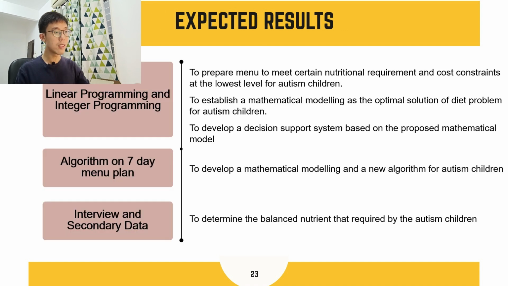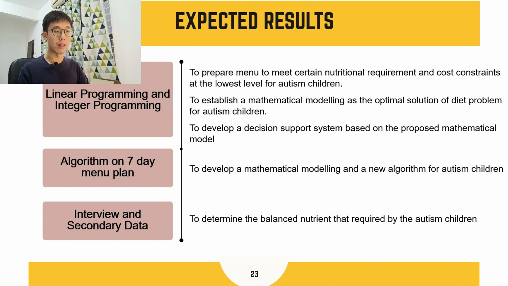So these are the expected results of my study. First, with linear programming and integer programming, it can be used to prepare menus to meet the nutritional requirements and cost constraints for autism children. Second, to establish a mathematical model as the optimal solution of the diet problem for autism children. And third, to develop a decision support system based on the proposed mathematical model.